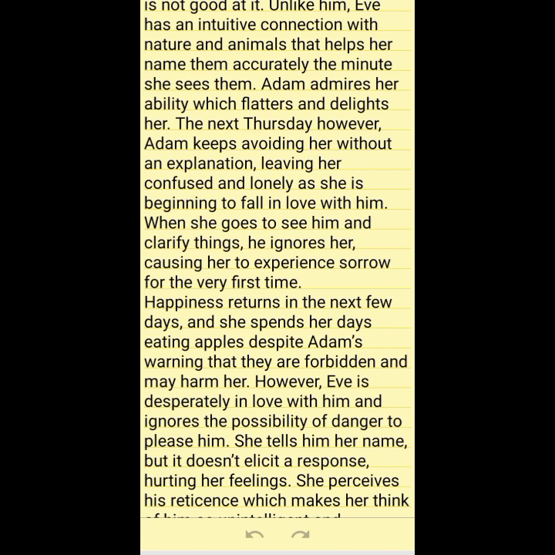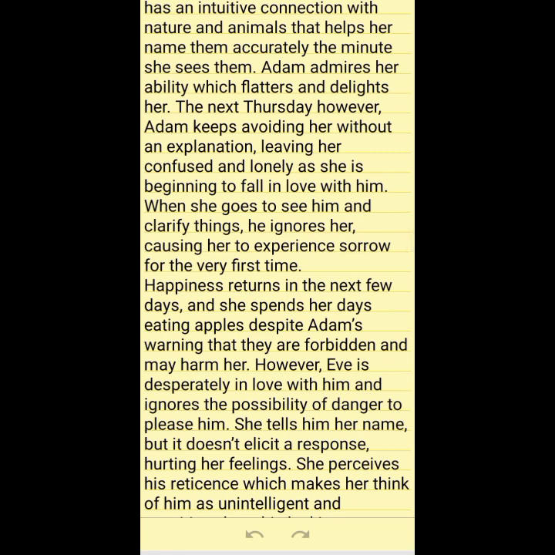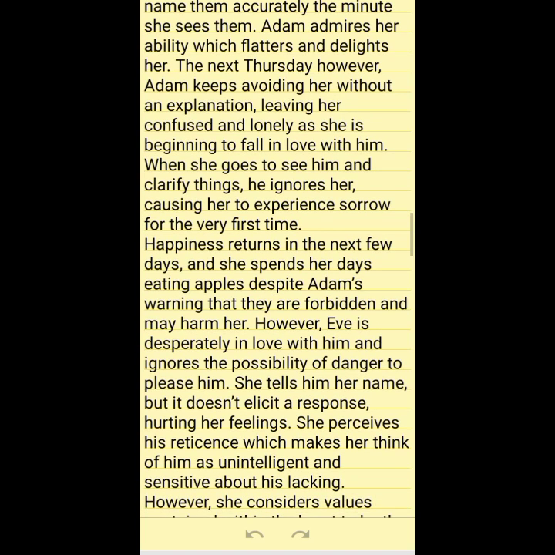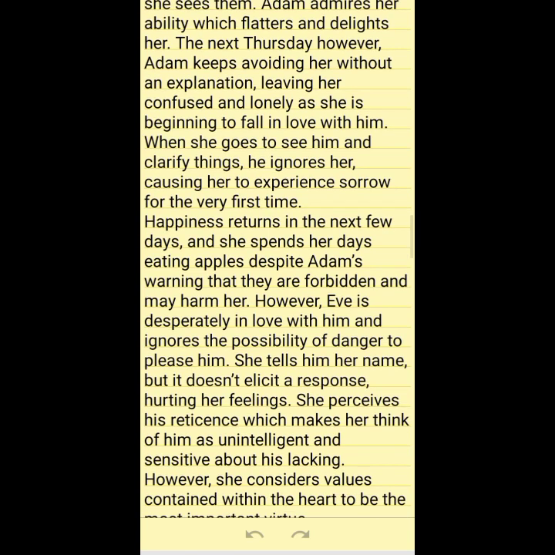So, first of all, we see that Eve is created. After that, she is in love with nature. Then she sees Adam. She likes Adam basically. She tries to impress Adam. Adam is feeling comfortable in her company, and seeing this, Eve is also comfortable. After that, Adam is avoiding her without any explanation, leaving her confused and lonely as she is beginning to fall in love with him.